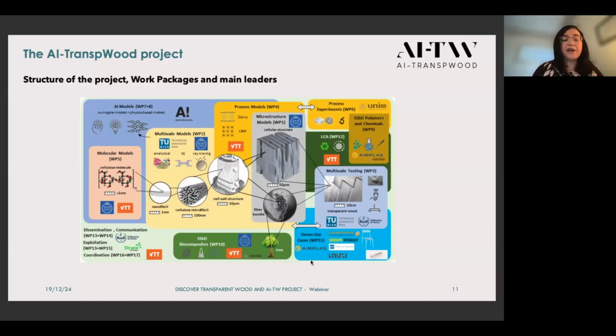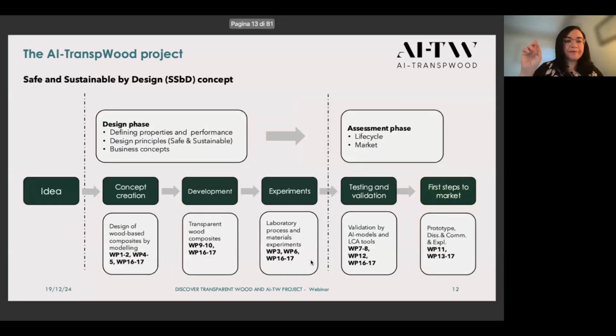We have so many work packages because this call was based on a financial scheme called lump sum that now is very, very much used in European projects. Here you see the concept of safe and sustainable by design that we use in this project, and it is also used in many of these resilience-based projects funded by the European Commission.